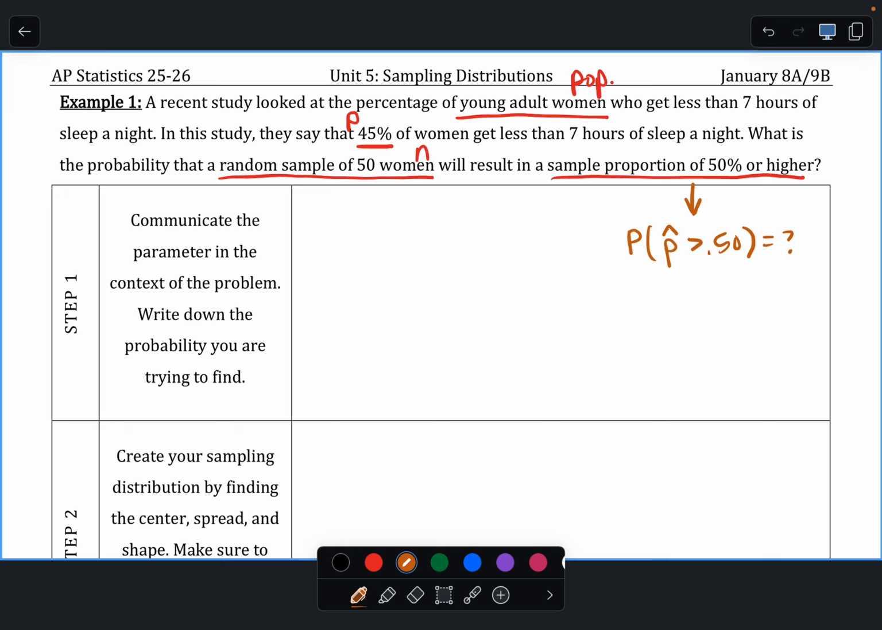Now, in August, September, when we first started normal distribution, we would have just gone in, found a z-score, put it in normal CDF, and written our sentence to conclude. And we're going to do most of that. The only added step that we have here is that we have to verify it's a normal distribution first.